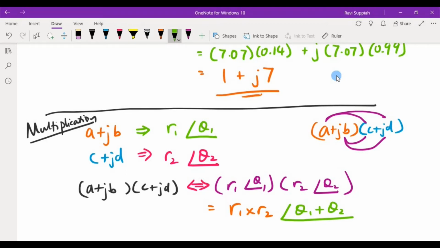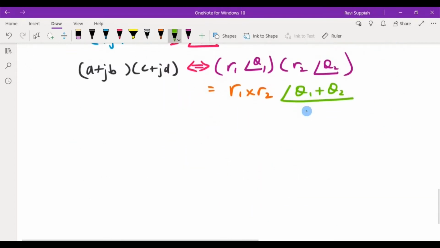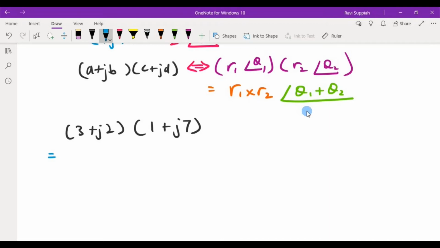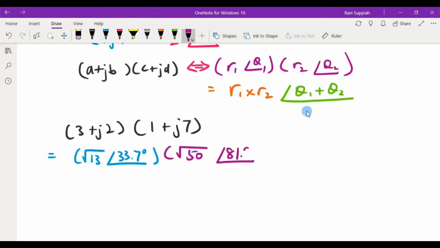Now let's look at this example where we're going to multiply the two complex numbers we saw earlier. If I have 3 plus j2 and 1 plus j7, to multiply them together in the polar form, I make sure that I first do the conversion, which we have already done. So this complex number is square root 13 angle 33.7 degrees, and this number here is square root 50 angle 81.9 degrees.